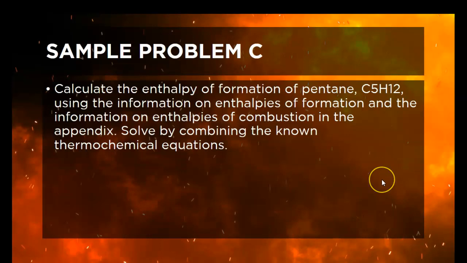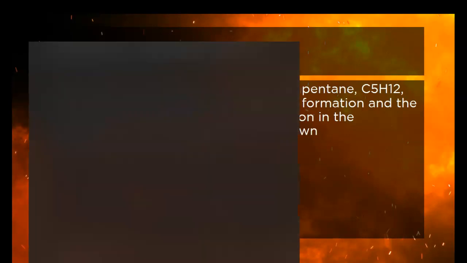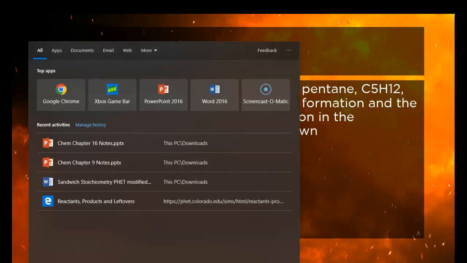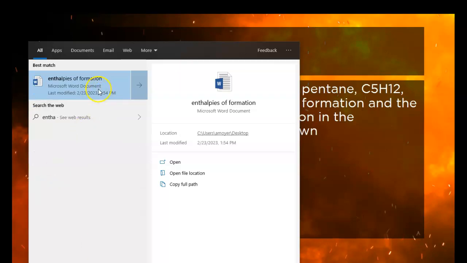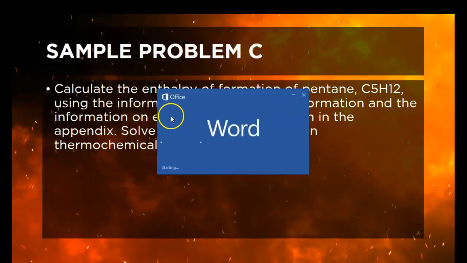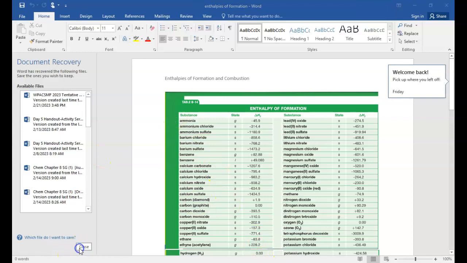We do have one last sample problem I want to look at. We want to calculate the enthalpy of formation of pentane, which is C5H12, using the information in the appendix. Basically, I provided that sheet in our modules. We have the enthalpies of formation and combustion here, which we can look at.